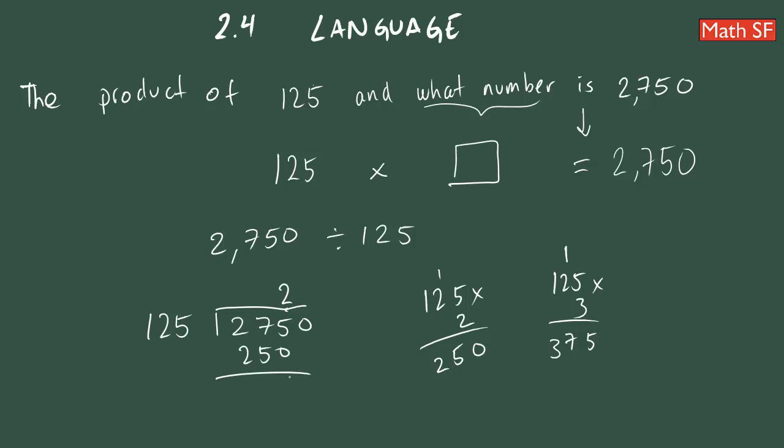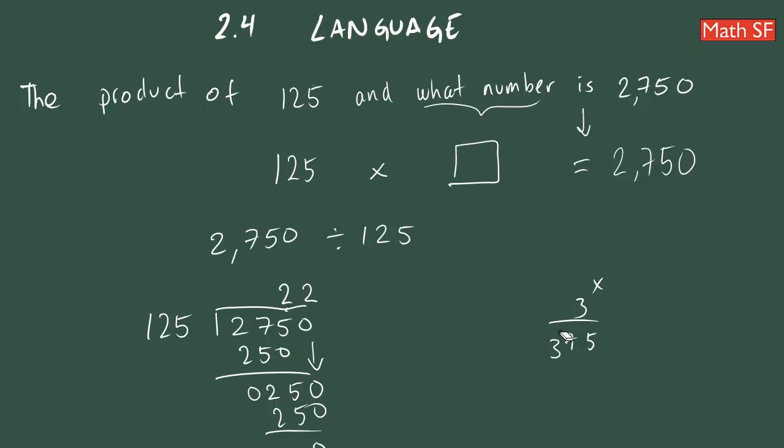2 times 125 is 250. Subtract this. 5 minus 0 is 5. 7 minus 5 is 2. 2 minus 2 is 0. So bring this number down, 250. Oh wait, 125 goes into 250 twice. So 2 times that is 250, and it went evenly. Therefore the missing number will be 22.